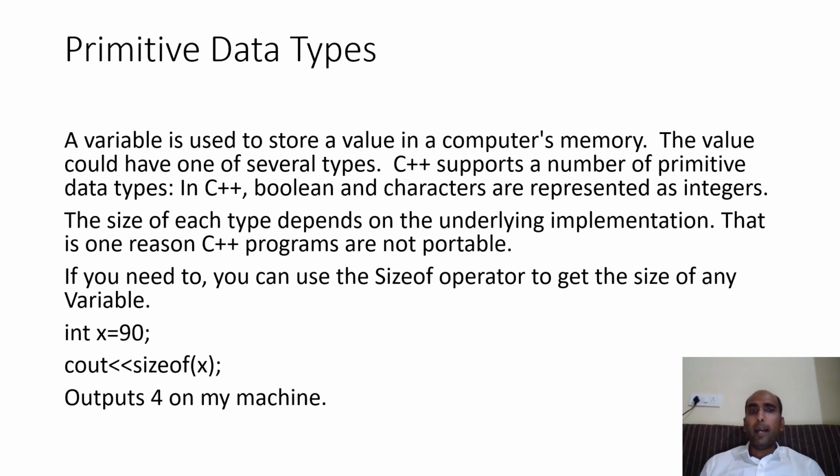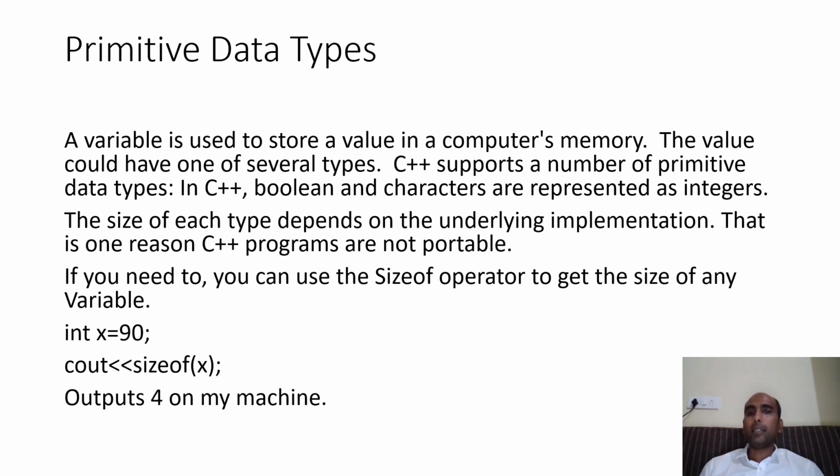The value could have one of several types. C++ supports a number of primitive data types. In C++, Boolean and character are represented as integer. Like C language, 0 is treated as false and 1 is treated as true. Not only 1, every non-zero value is treated as true and 0 is treated as false.